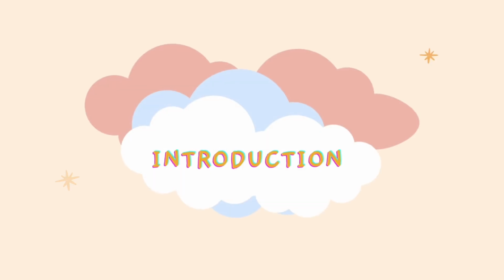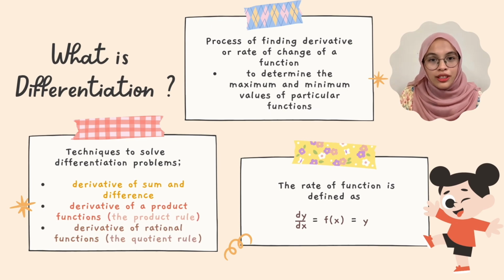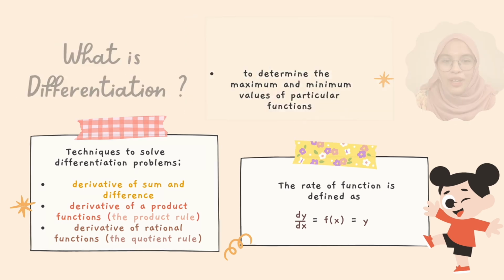So, let's begin. What is differentiation? Differentiation is a process of finding the derivative or rate of change of a function. Why do we use differentiation? We use differentiation to determine the maximum and minimum values of particular functions. To solve differentiation problems, there are three techniques that we can apply: derivative of sum and difference, derivative of a product of functions, called the product rule, and lastly, derivative of a rational function, which is the quotient rule. The rate of a function is defined as dy/dx, f'(x), and y'.